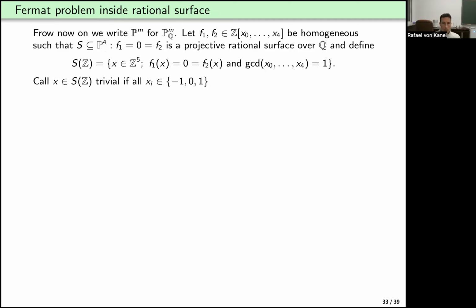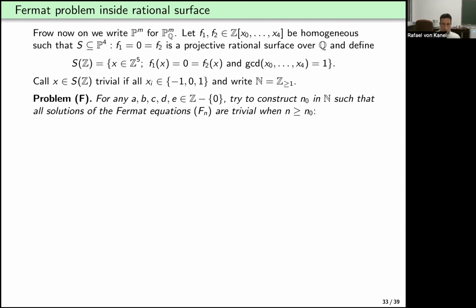Then we call a point x trivial if all coordinates lie in the set {-1, 0, 1}. And also we write again N for the integers greater or equal than 1. Then for any A, B, C, D, E non-zero, one can try to construct the n0 such that the solutions of the Fermat equations F_n are trivial when n is greater or equal than n0. And here the Fermat equation in P4 has 5 variables, and we have coefficients a, b, c, d, e, and we look at all solutions which actually lie in this rational surface S.